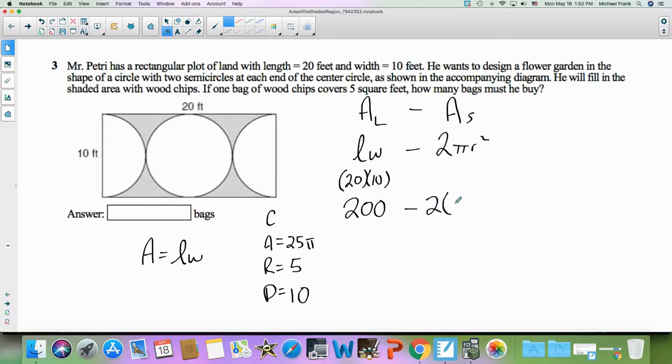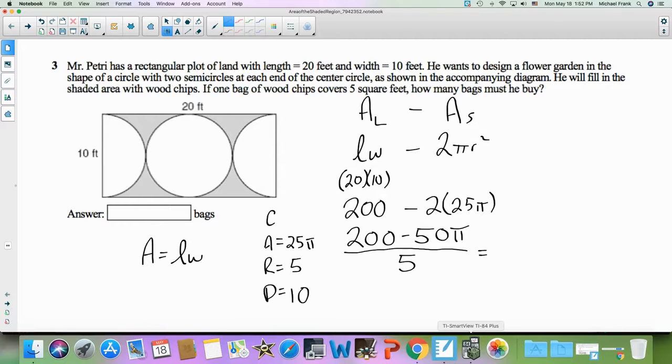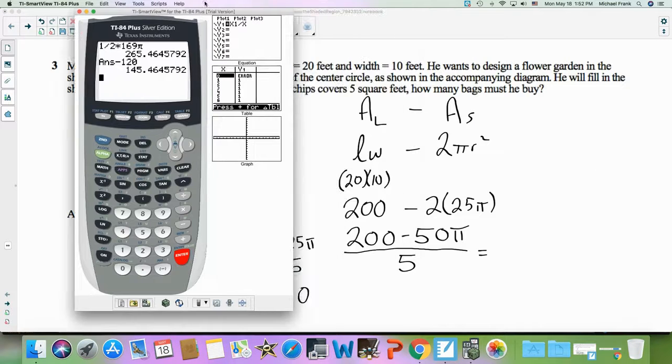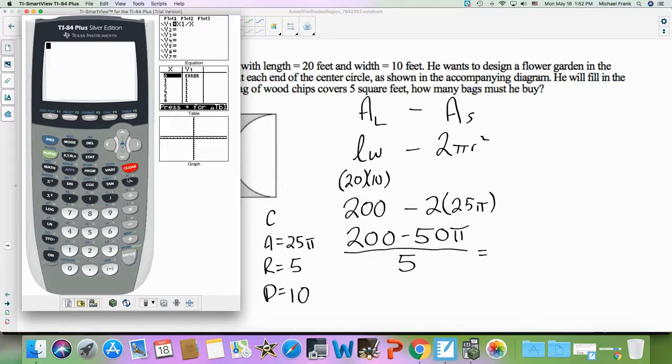So I'm going to pull out 2 25 pi's. Well, of course, that's going to be 200 minus 50 pi, right? 2 circles. Well, that right there is going to end up giving me the area of the shaded region. However, if 1 bag of wood chips covers every 5 square feet, we're then going to want to know how many times 5 goes into that number to equal the number of bags. So now I'm going to rely on my calculator when we're calculating with pi.